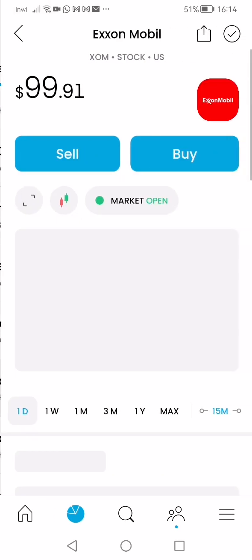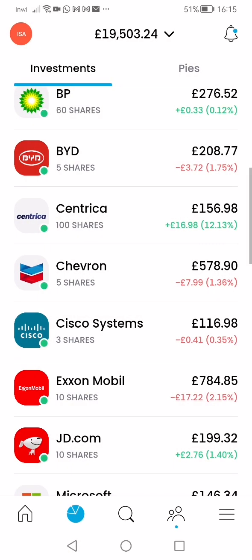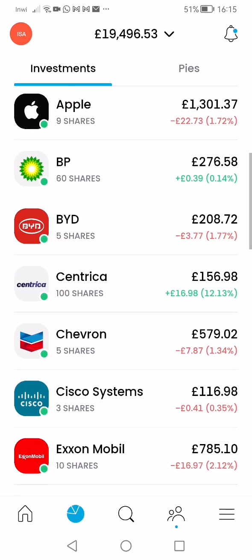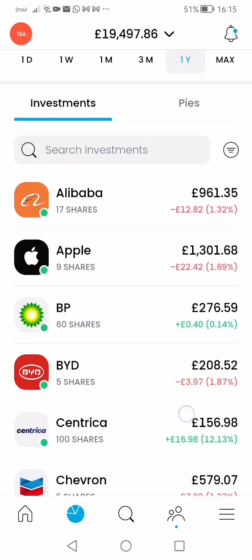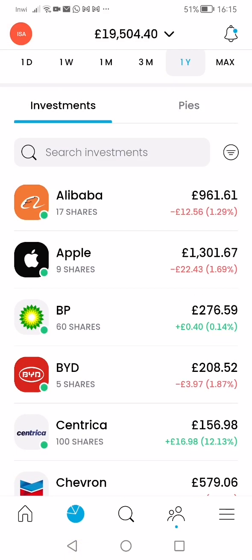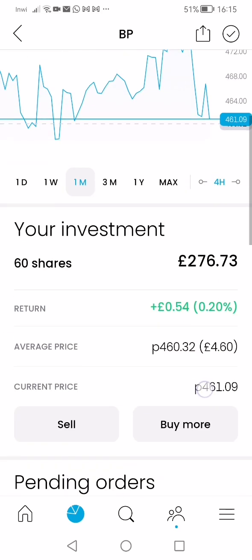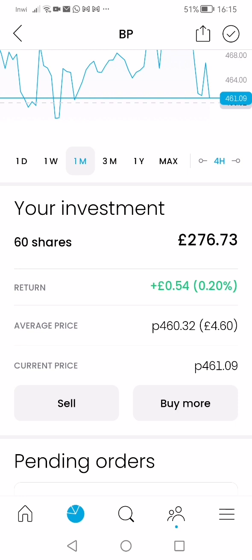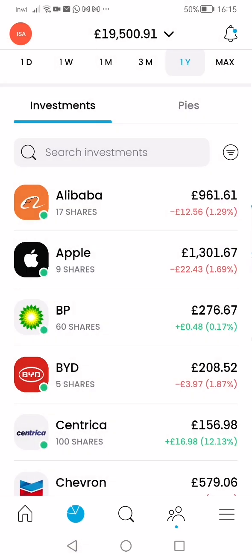Exxon, I got an order set at 99, 2 shares. So what I'm doing is averaging down where the support line is. I'll sell this off. I put an order to sell this at 157.34, but the limit is 160. Taking profit here and there. This one I'll go big on actually. If it drops further, if it drops further minus my position, I'll buy more. I'll probably buy 60 more, so I'll strengthen my position here.